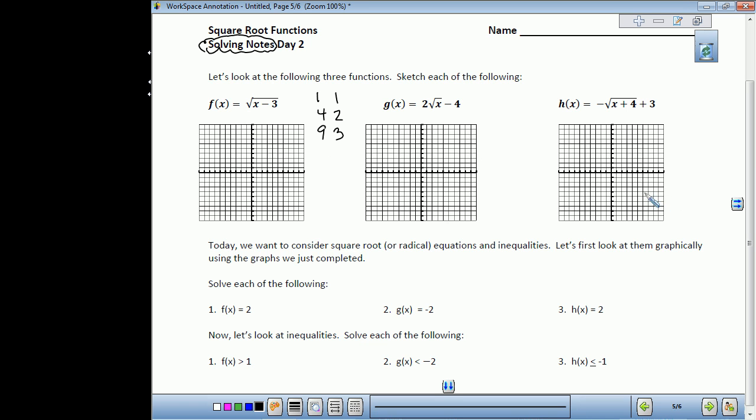Make sure you're on the correct side. I did hole punch some of them backwards. So let's see if you can graph these. If you need help, please ask.